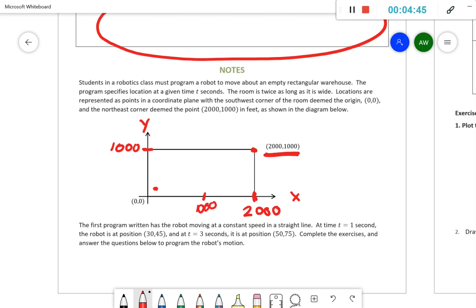We're supposed to complete the exercises and answer the questions below to program the robot's motion. So we're starting at 30, 45, which is this point. I'm going to label that point A. And then we're ending at 50, 75. So for 50, we're going to go over here, and up a little bit more. 50, 75 is B. Now keep in mind that these two points are probably not exactly where they should be for this graph. They should be a lot closer to the origin, but that would be really difficult for us to see if I plotted it to scale. So we're just going to go with this for now, accepting that point A is at position 30, 45, and point B is at position 50, 75.